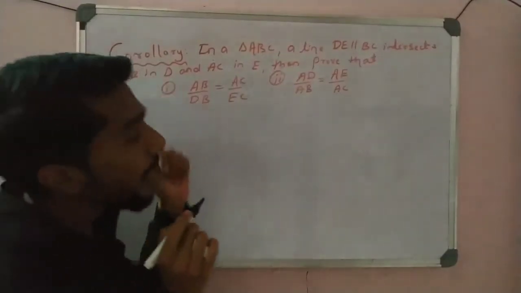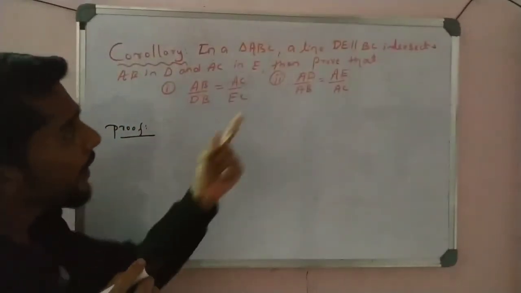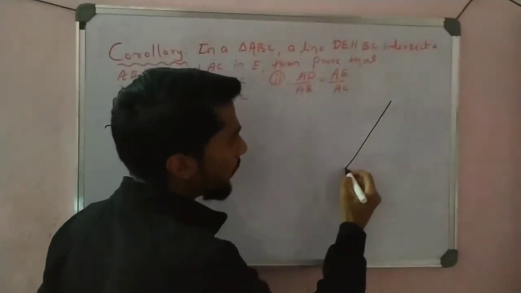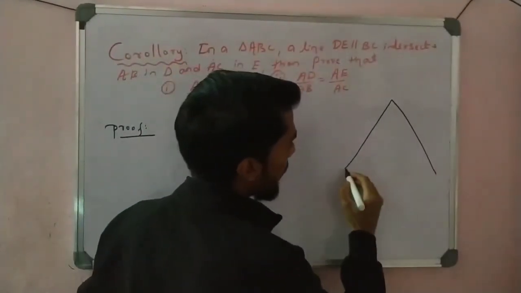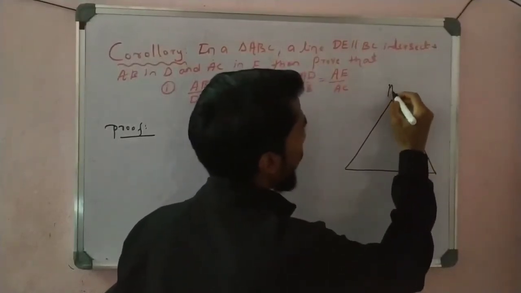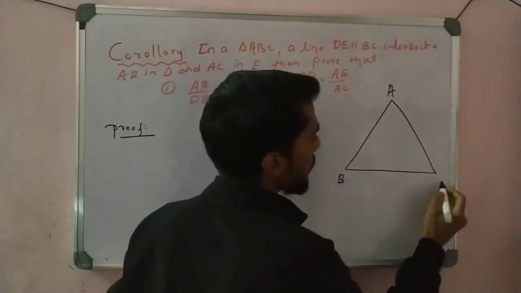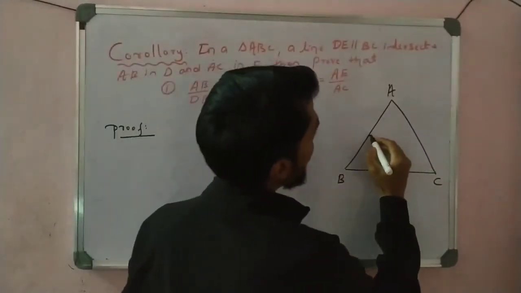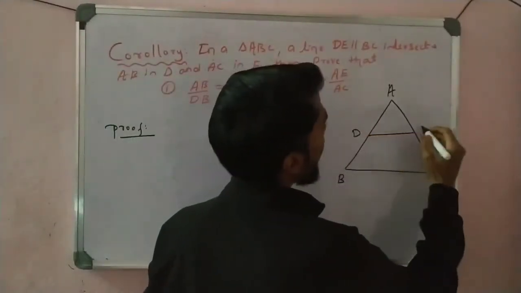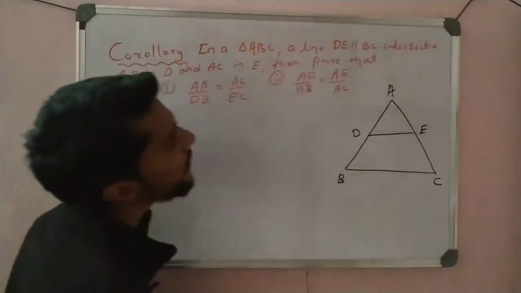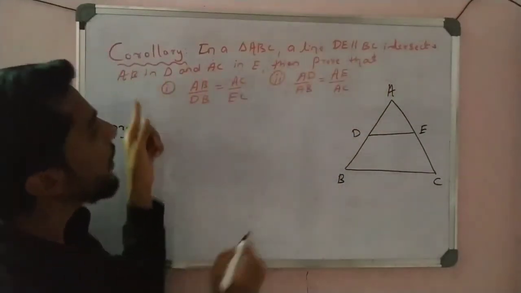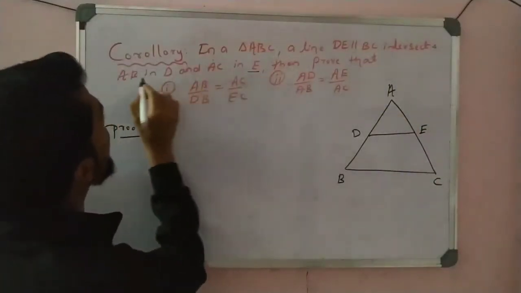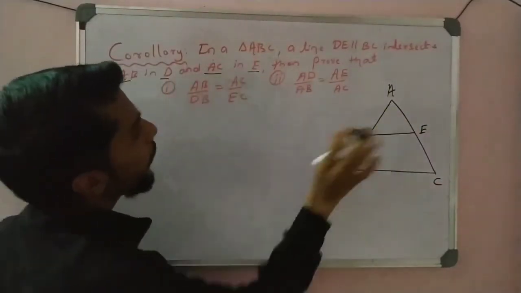See here, if you read the statement, it looks like a BPT, right? Triangle, DE parallel to BC, same diagram. Again I repeat the diagram. The triangle is given: A for apple, B for ball, C for cat. Now see here, DE: D for doll, E for elephant, which intersects AB at D and AC at E, correct?